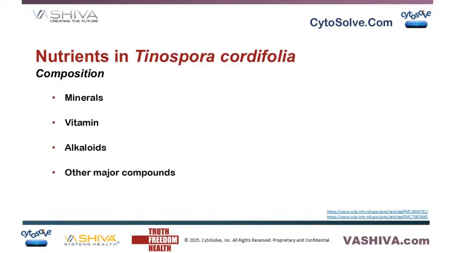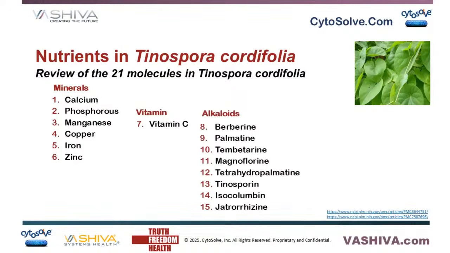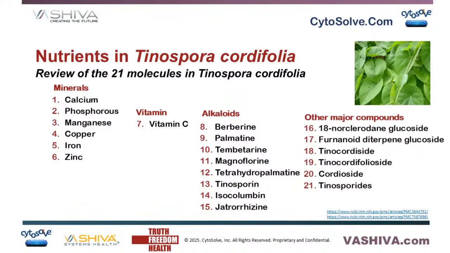Active chemical compounds identified so far are minerals, vitamins, alkaloids, and other major compounds. 6 minerals are calcium, phosphorus, manganese, copper, iron, and zinc. It has vitamin C, and 8 alkaloids are berberine, palmatine, tembetarine, magnoflorine, tetrahydropalmatine, tinosporin, isocolumbin, and jatrorrhizine. Other major compounds are 18-norclerodane glucoside, furanoid diterpene glucoside, tinocordiside, tinocordifolioside, cordioside, and tinosporides.